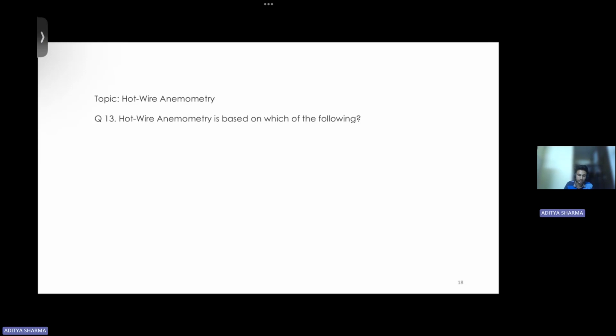The next question is on an instrument used to measure velocities, right? The hot wire anemometer, that I have briefly discussed in the topics. So the hot wire anemometer is based on which of the following, right? We have done experiments on this when I was in BIT Mesra, right?